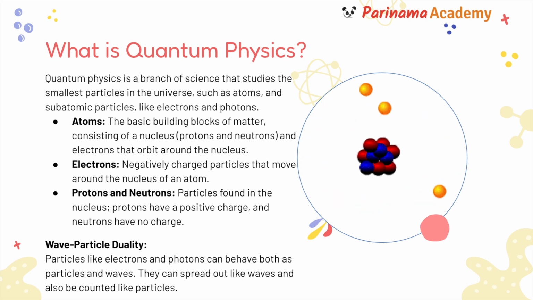Wave-particle duality. Particles like electrons and photons can behave both as particles and waves. They can spread out like waves and also be counted like particles.